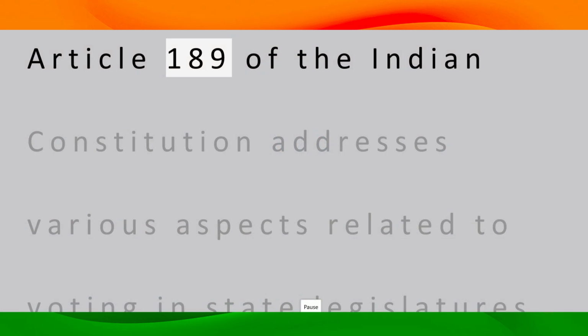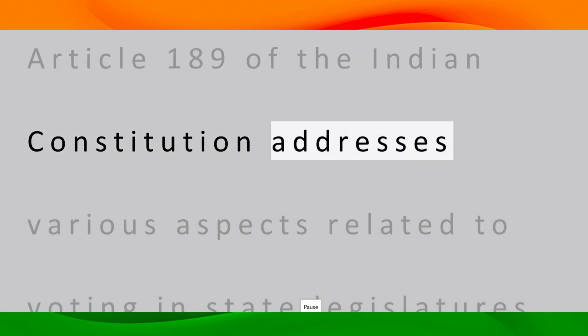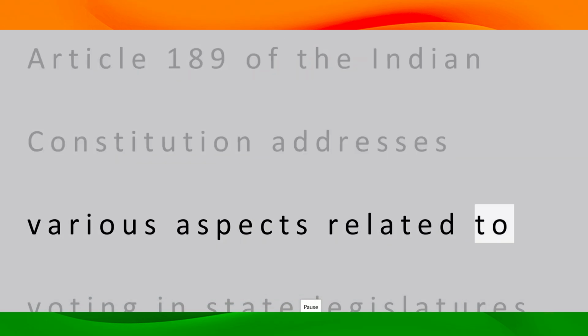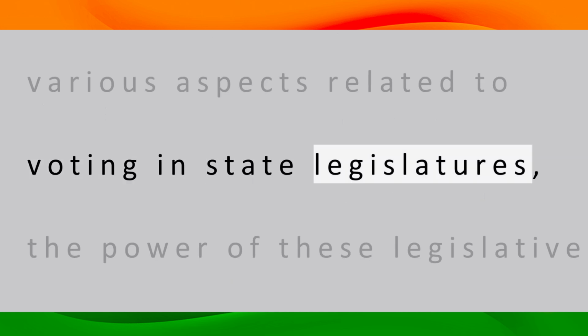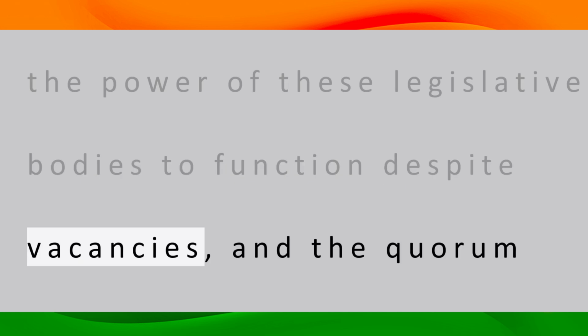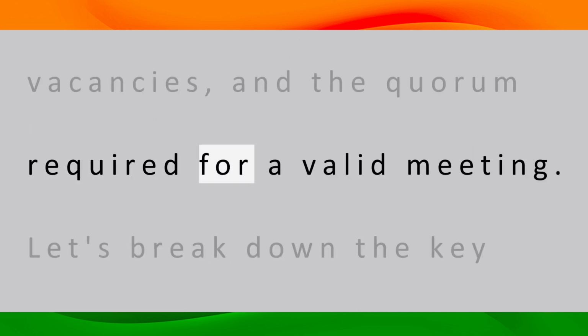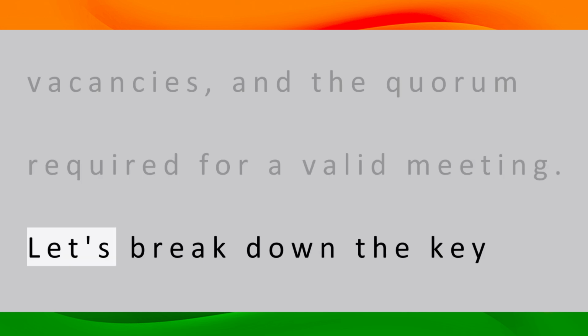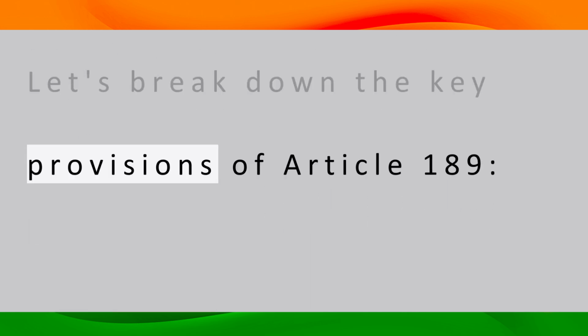Article 189 of the Indian Constitution addresses various aspects related to voting in state legislatures, the power of these legislative bodies to function despite vacancies, and the quorum required for a valid meeting. Let's break down the key provisions of Article 189.